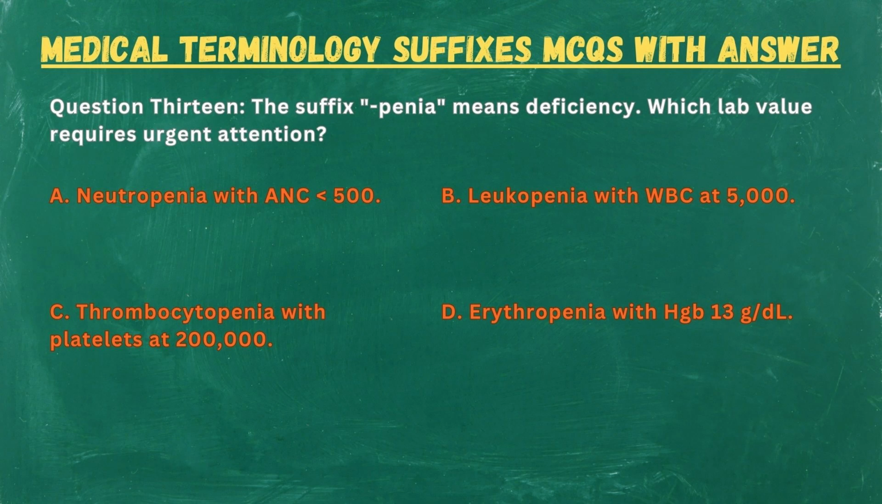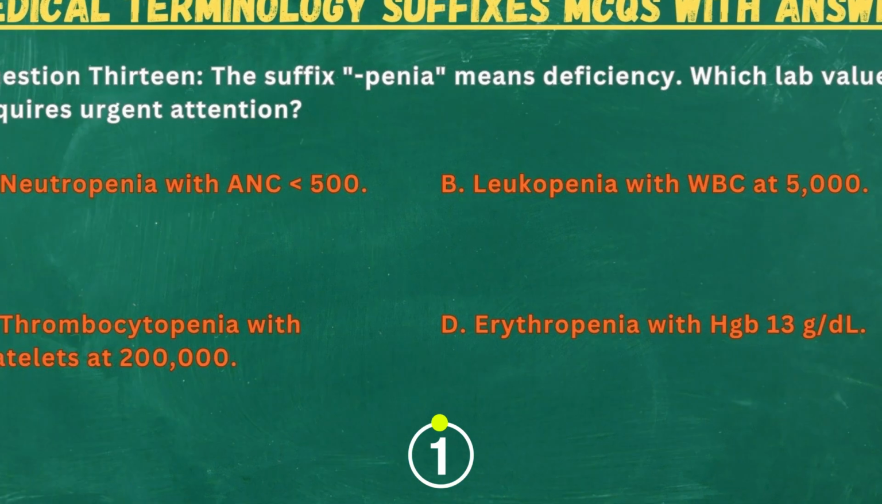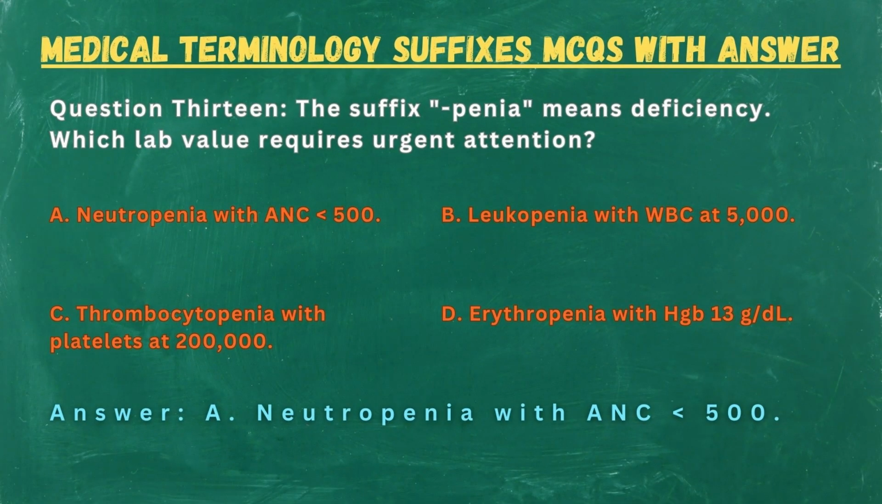Which lab value requires urgent attention? A. Neutropenia with ANC less than 500. B. Leukopenia with WBC at 5,000. C. Thrombocytopenia with platelets at 200,000. D. Erythropenia with HGB 13 g/dL. Answer: A. Neutropenia with ANC less than 500.